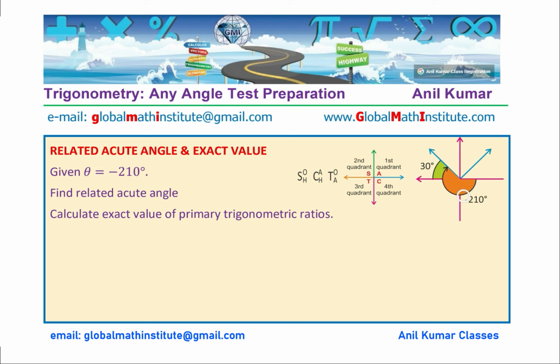So minus 210 degrees means clockwise. And then it is how much more than 180? It is 30 more than 180, and therefore the related acute angle is 30 degrees. You get the idea. Since it is 30 degrees and you are in quadrant 2, right? So you are in quadrant 2.